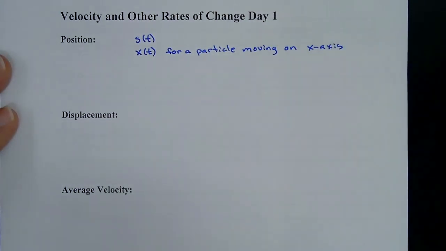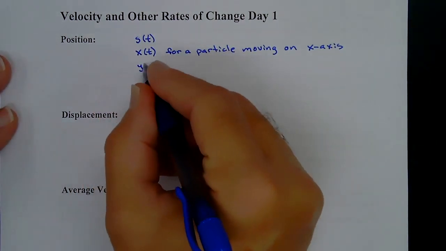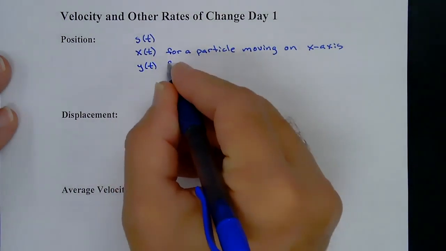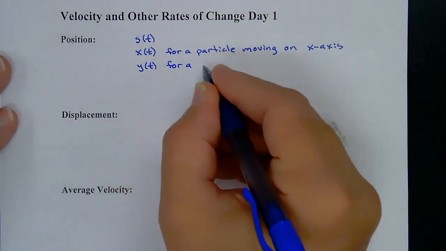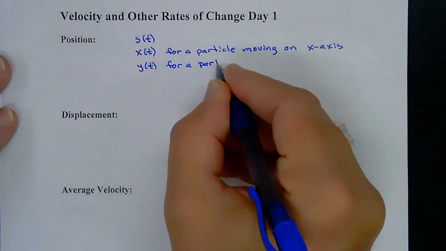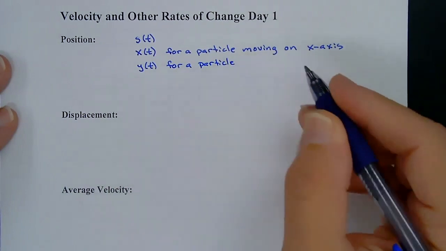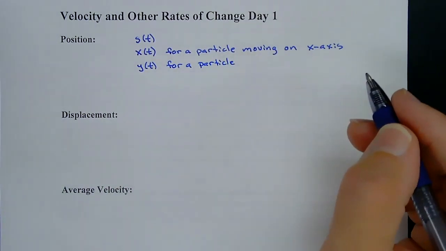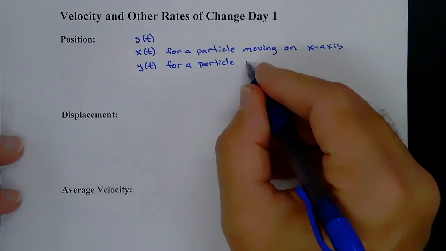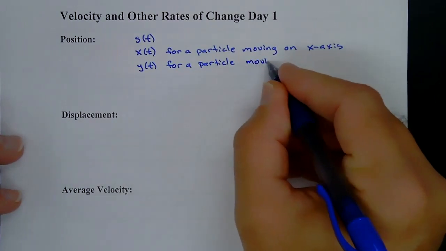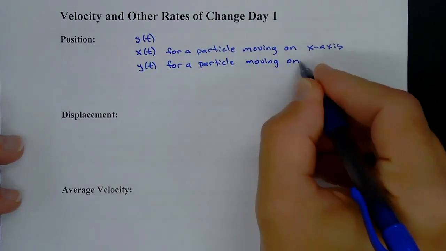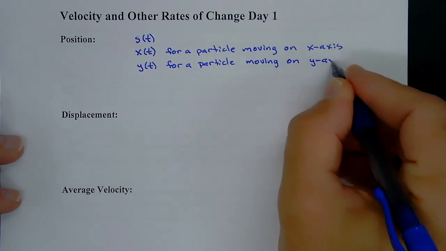So if we're going up and down, then the notation we would use for the position at a given time would be y of t. And we use that for a particle. A particle just represents some point moving or something moving, okay? So moving on the y-axis.